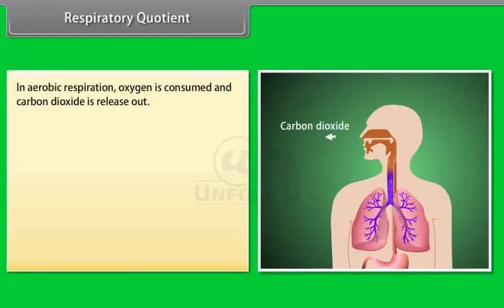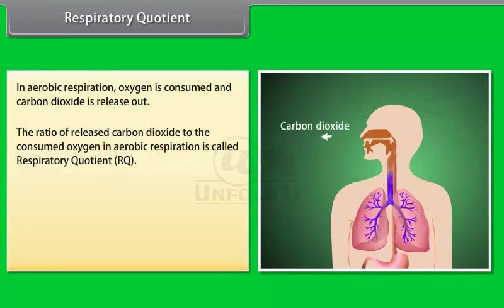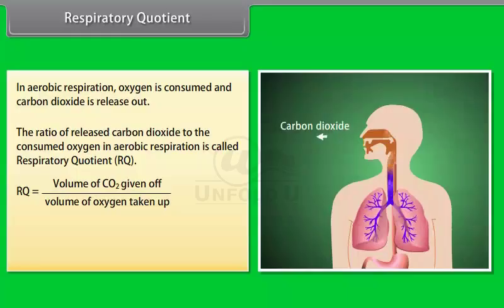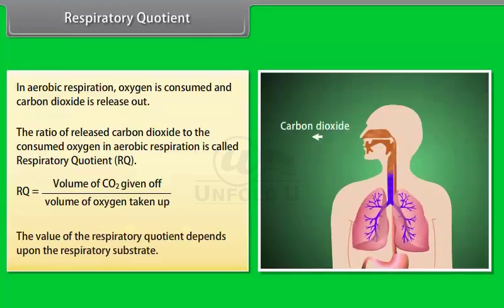In aerobic respiration, oxygen is consumed and carbon dioxide is released. The ratio of released carbon dioxide to the consumed oxygen in aerobic respiration is called respiratory quotient. RQ is equal to volume of CO2 given off upon volume of oxygen taken up. The value of the respiratory quotient depends upon the respiratory substrate.